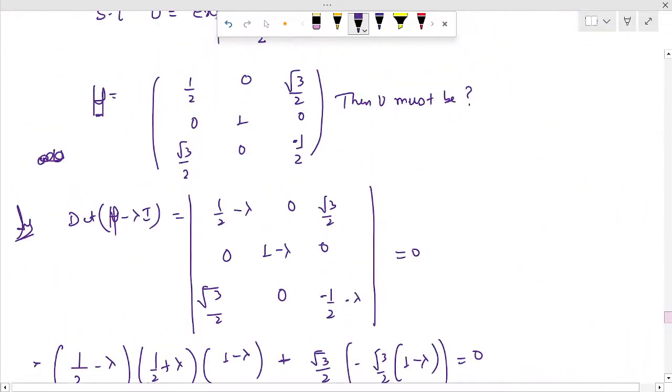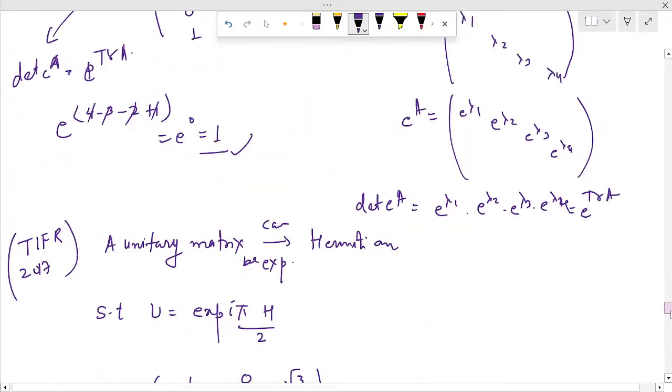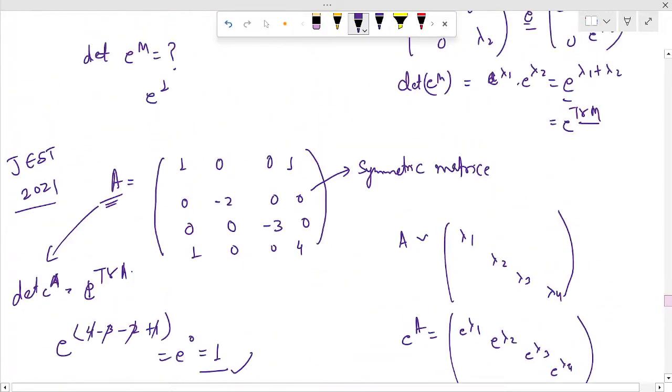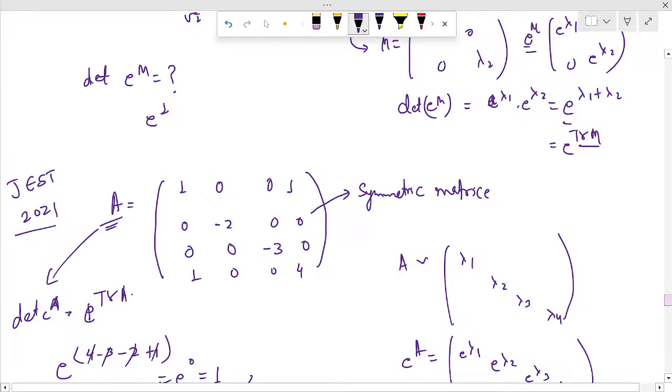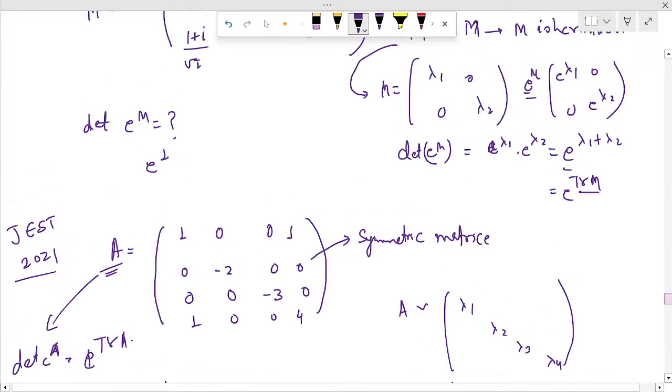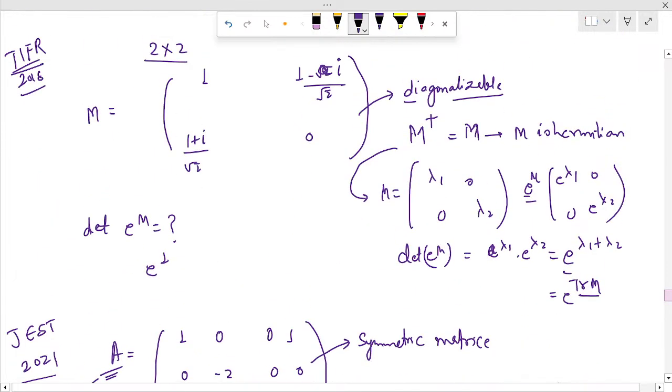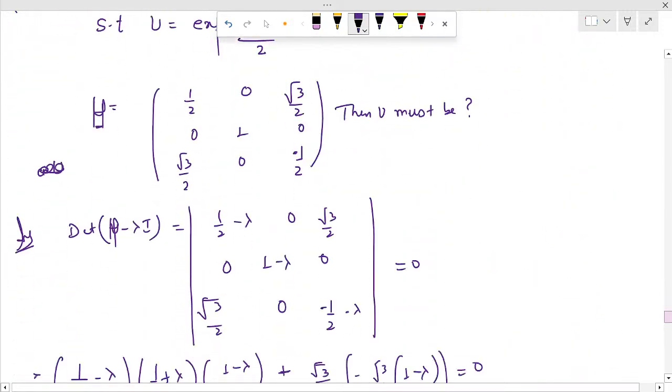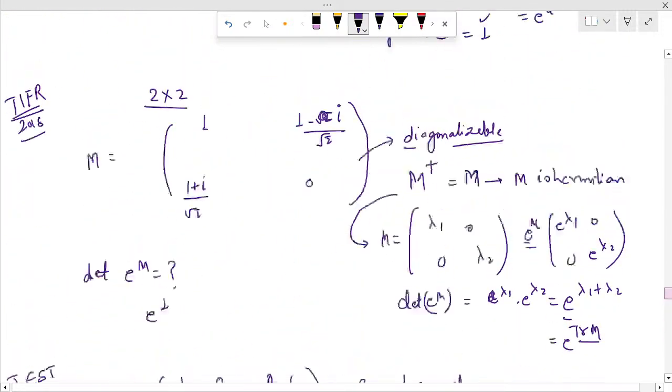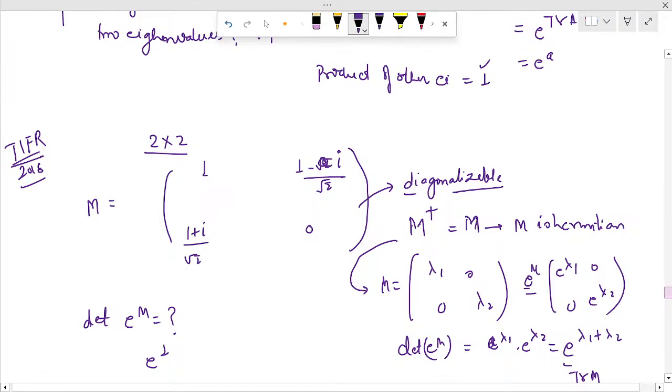And one of the concepts that is quite useful is that if a matrix is diagonalizable, then you can write determinant of e to the power A is equal to e to the power trace of A. TIFR, NET and JEST have all asked this particular question. Okay. Now, one question I wanted to give you before I leave, and then tomorrow we'll meet with all the new questions.